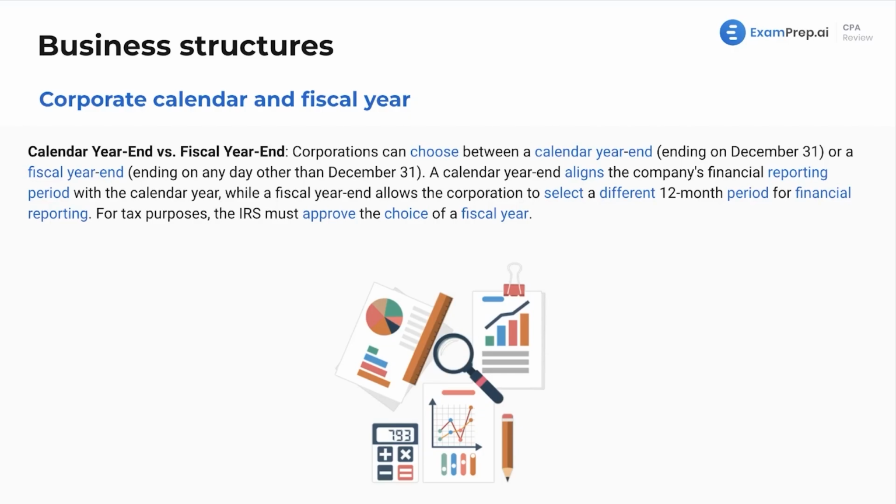Here, corporations can choose between a calendar year end ending on December 31st or a fiscal year end ending on any other day other than December 31st. Now, a calendar year end aligns the company's financial reporting period with the calendar year, while a fiscal year end allows the company to select a different 12-month period for financial reporting. For tax purposes, the IRS must approve the choice of fiscal year.